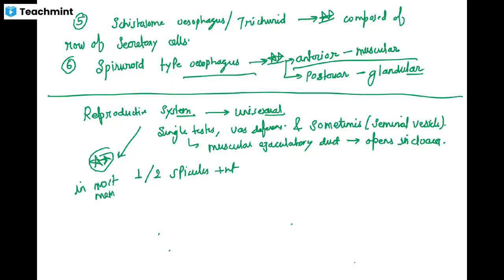एक nematode है जिसमें तीन भी present होते हैं. उसके example भी याद नहीं आ रहा मेरे को. पर in most of the nematodes one or two spicules are present. तो single spicules जिसमें present होते हैं उसके example हैं Oxyuris और Trichuris.